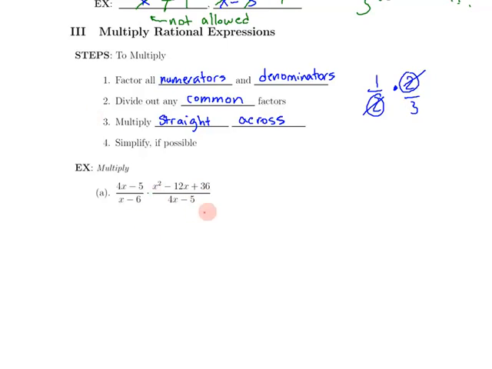First thing you've got to do is factor all the terms. In this case, 4x minus 5 doesn't factor any further, so I leave that on top. On bottom, x minus 6 does not factor. On top of the second fraction, I can factor. That's a trinomial, so I'm going to use reverse FOIL to factor that. I know this sign tells me it's the same, and the other sign tells me they're both minus.